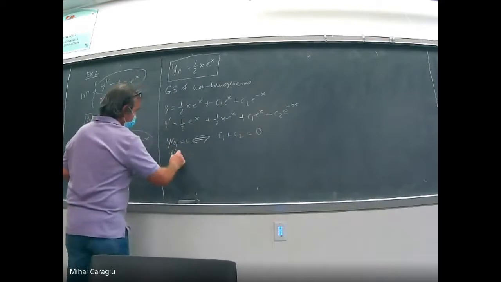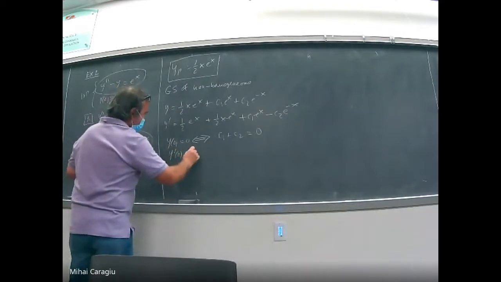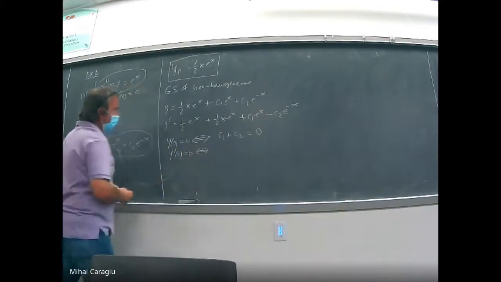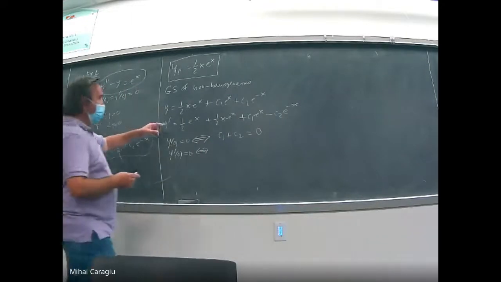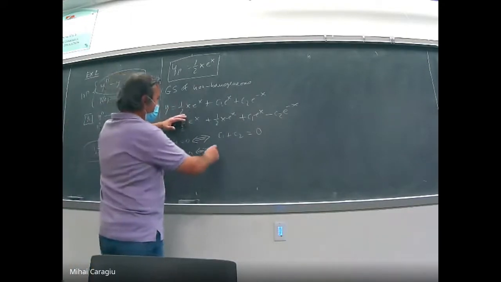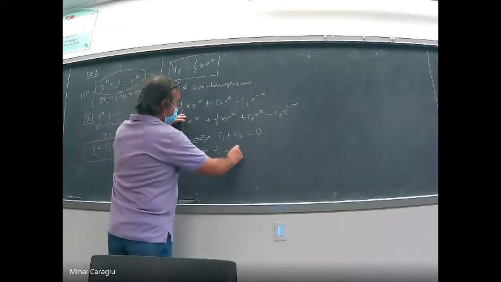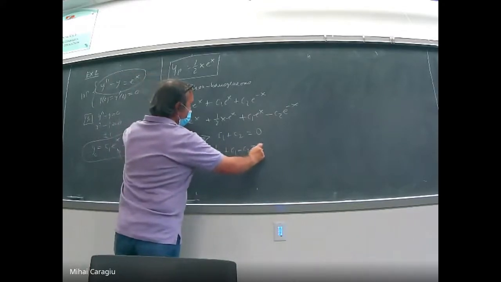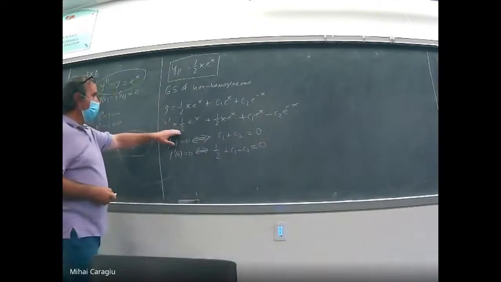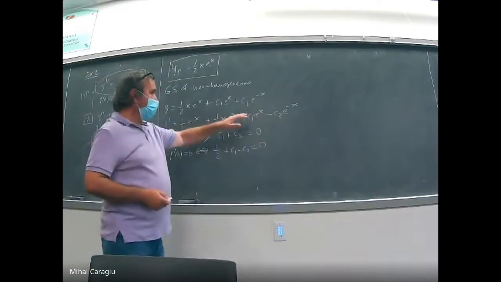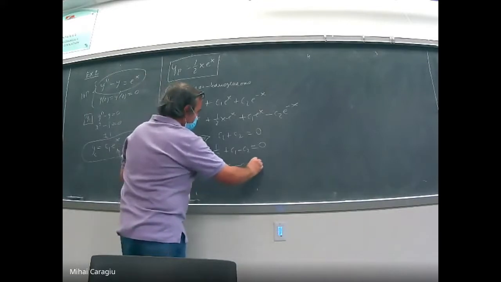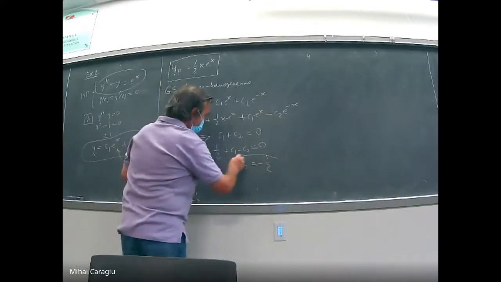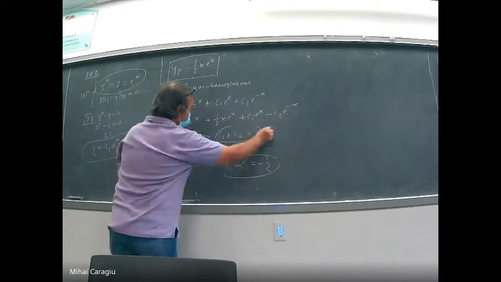Y prime of 0 equals 0 means, y prime is this one. So 1/2 plus c1 minus c2 equals 0. 1/2, this term is 0, plus c1 minus c2 equals 0. So c1 minus c2 equals minus 1/2. We got this one, we got this one.